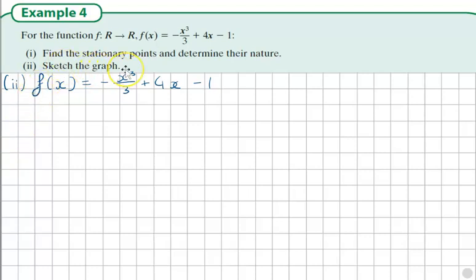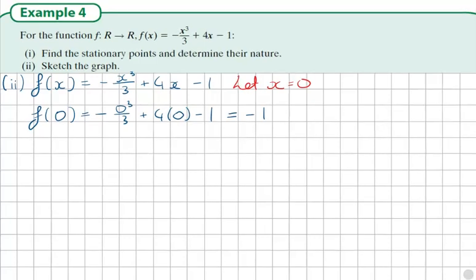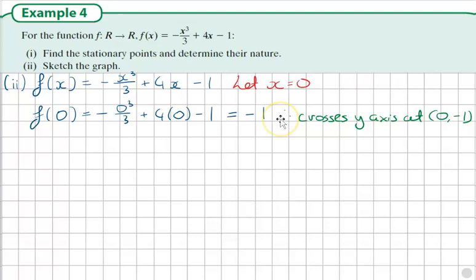So part 2 asks us to sketch the graph. So we found the stationary points and we determined their nature, maximum and minimum turning points. So we go back to our original function, f of x equals minus x cubed over 3 plus 4x minus 1, given in the question. We're going to let x equal to 0, so we work out f of 0, so replacing both of those x's with 0, and we get minus 1. Therefore, our curve crosses the y-axis at 0, minus 1. So the x value is 0, the y value is minus 1, so putting them together we get 0, minus 1.